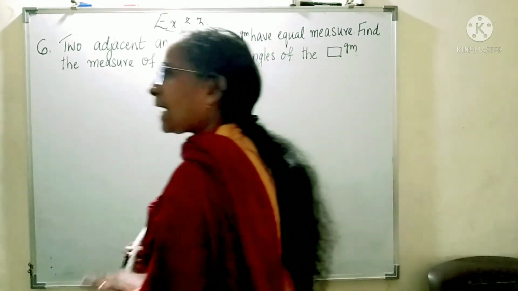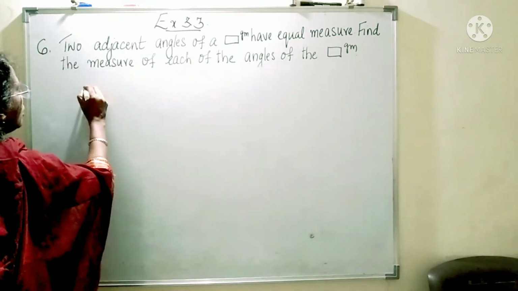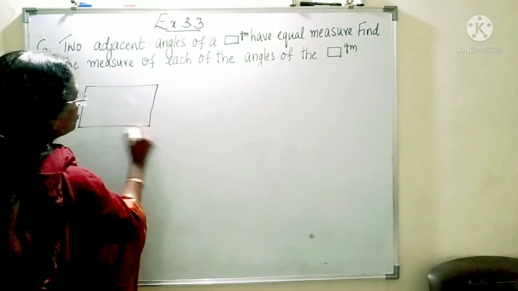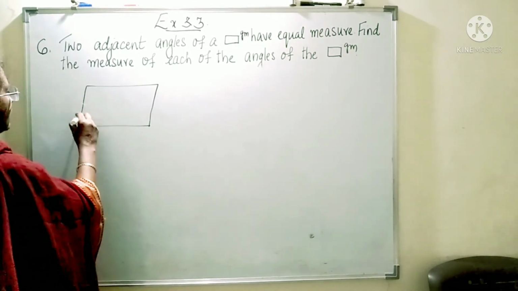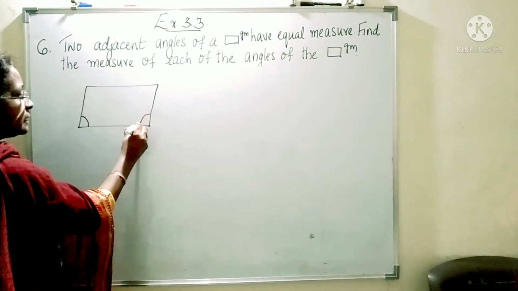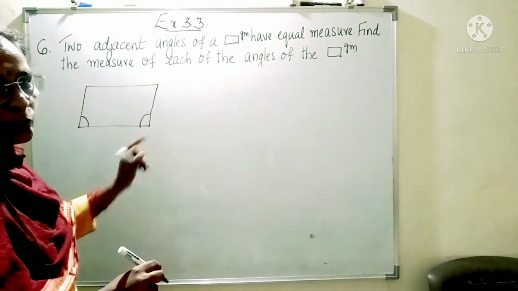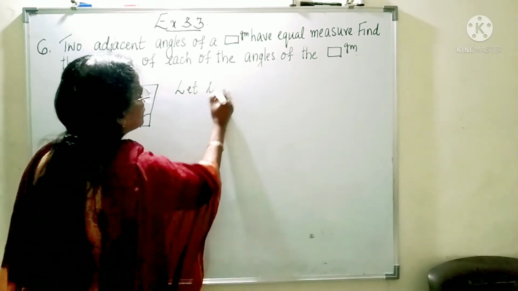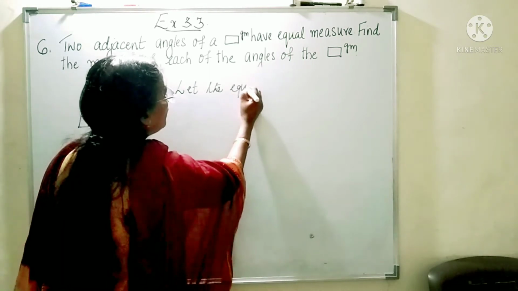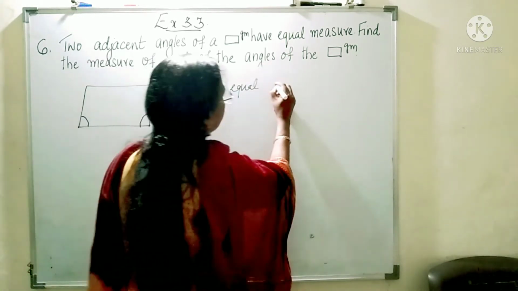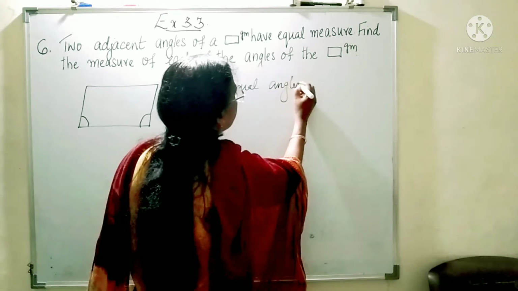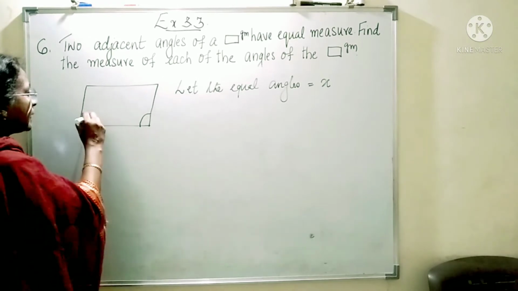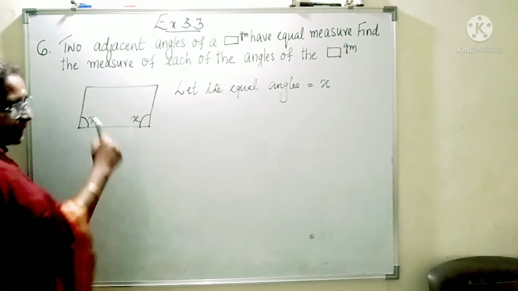Two adjacent angles are equal. So let us first draw a parallelogram. Rough figure will do. So this is a parallelogram and whatever information is given, let us write. Let us think that the two adjacent angles are these two. And let us take it as x or y as you wish. Let the equal angle be equal to x. So here in the figure we can write this is x and this is also x.